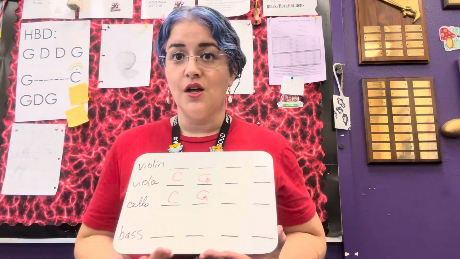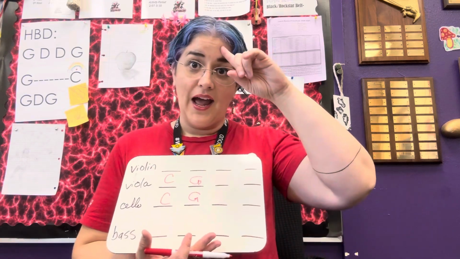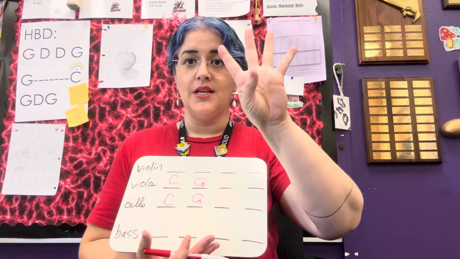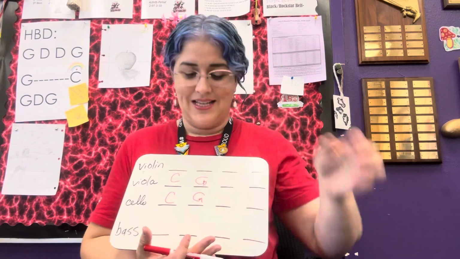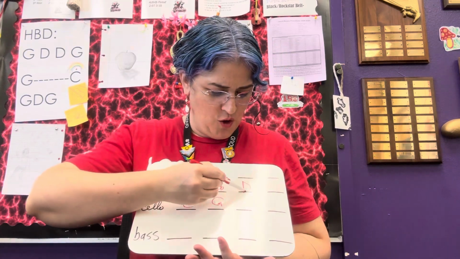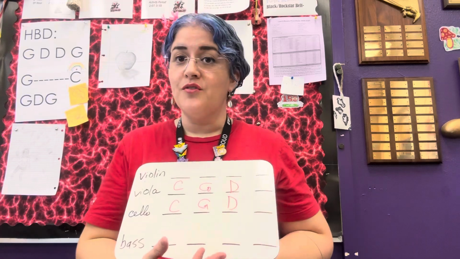for violas and cellos. Then we're going to count up 5 again. And remember, after G, we just go back to A again. So G, A, B, C, D. D is our next open string for both violas and cellos.